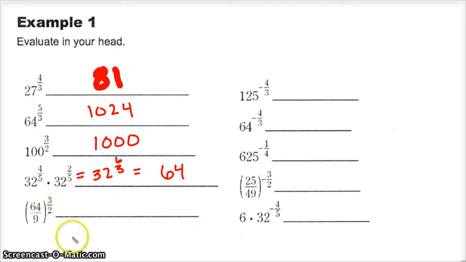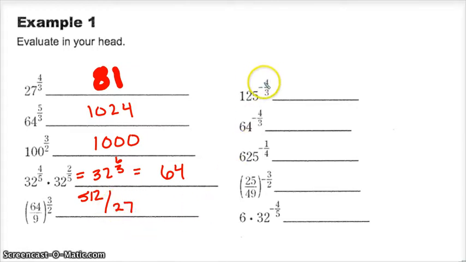My power rules still apply, so I raise the top and the bottom to the 3/2 power. 64 to the 3/2 is 512, and 9 to the 3/2 is 27.